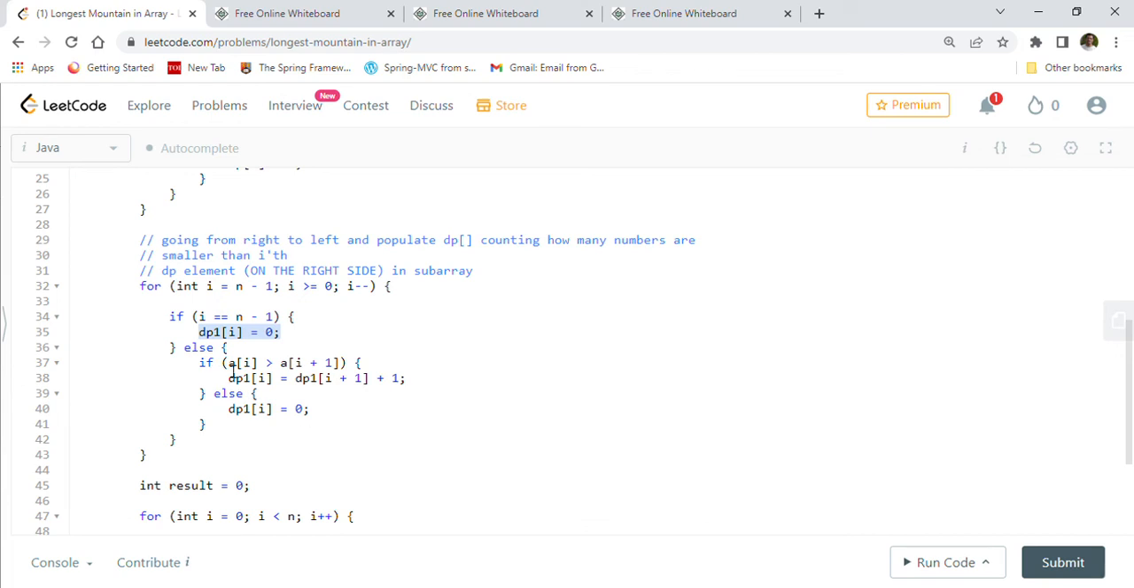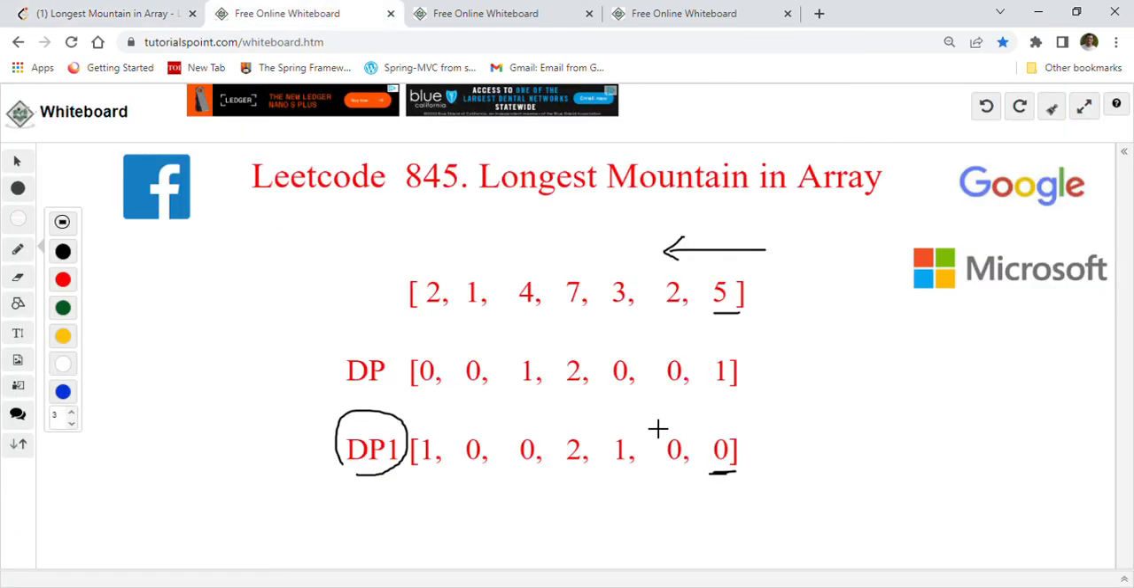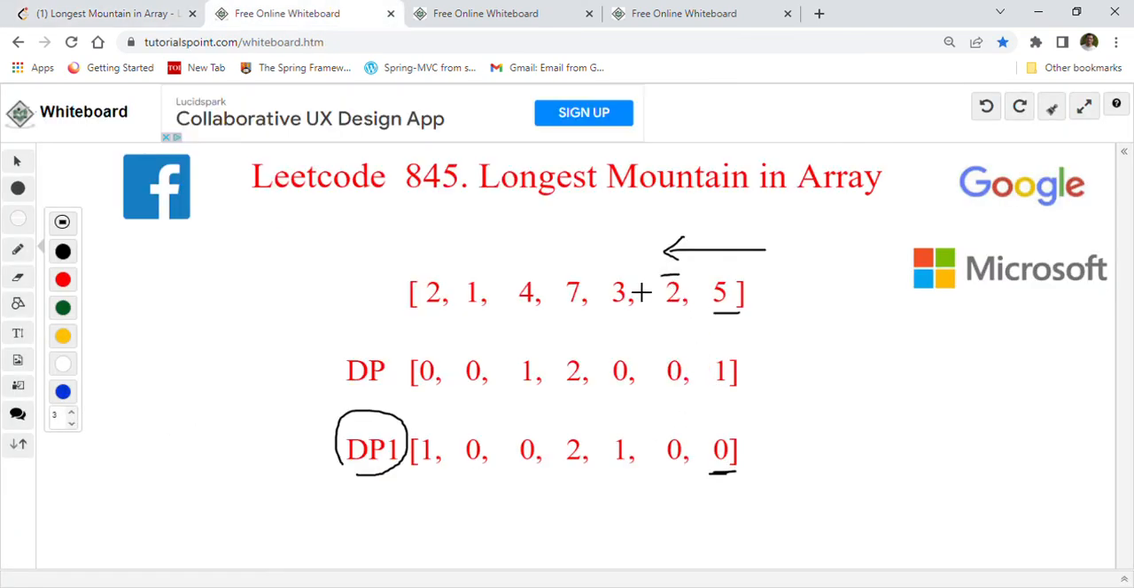Now here we are checking if A of I is greater than A of I plus 1. Let's say for example this one. Sorry, this is I and this is I plus 1. If A of I is greater than A of I plus 1, no, so we put 0. Now when we reach here, is A of I greater than A of I plus 1? Yes, so we will put 1.